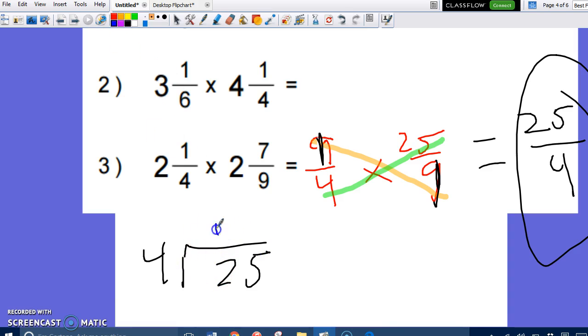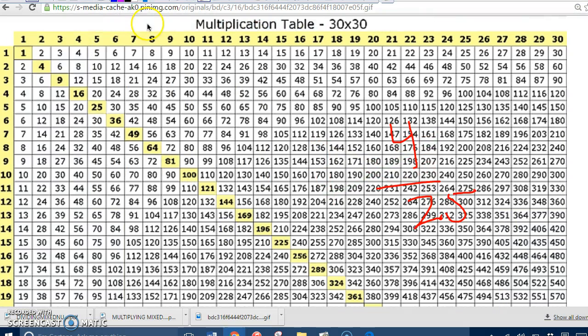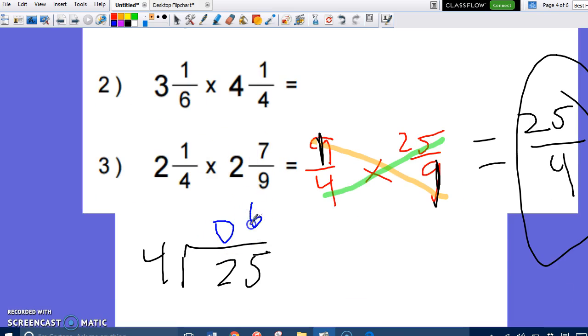4 will go into 2, 0. 4 goes into 25. Oh, I don't know. So let's look at your 4 columns. 4 will go into 25. That's close enough. 6 times. 6 times, because 6 times 4 is 24. Subtract, 1 left over. Now you have all your pieces to make your mixed number.